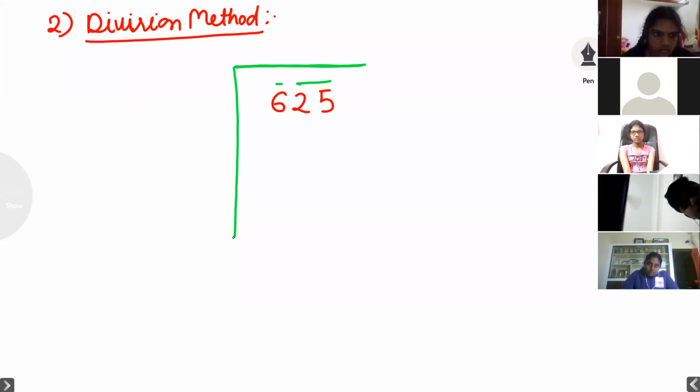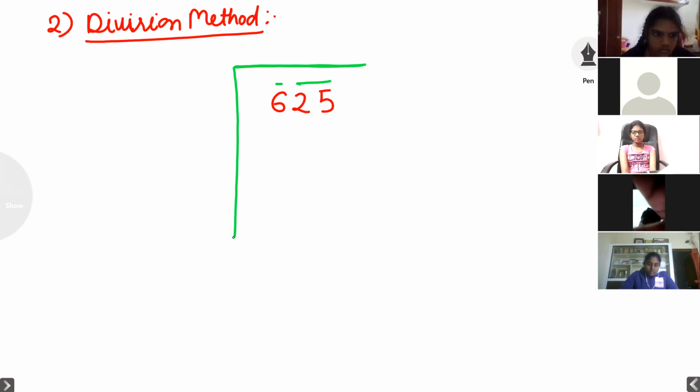Now concentrate. First step, I made pairs from the right side. After making pairs, I have drawn one line up, second line down. Next, the first digit is 6, that is alone, and the second pair is 25. First digit is what? 6. Which largest square number do I want to take? Listen to my words very carefully, Snitika.